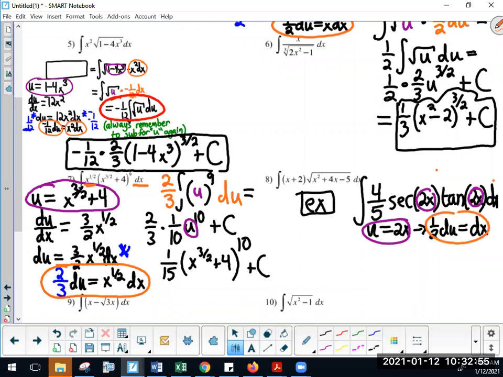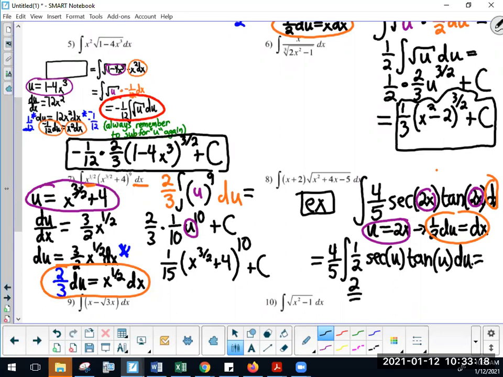So 1/2 du is dx. So I could think of this as 4/5 times the antiderivative of a 1/2 secant of u, tangent of u, du, which, according to multiplication, 4/5 times 1/2 is 2/5, and the antiderivative is secant of u, plus c. Check your papers right now.